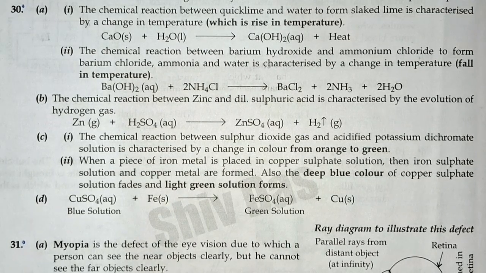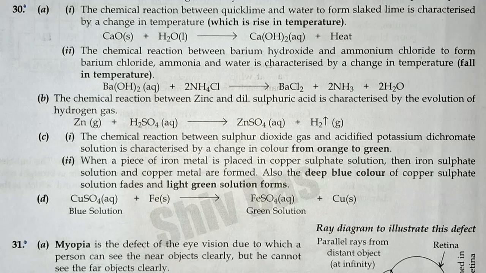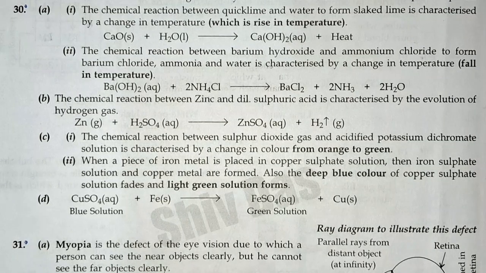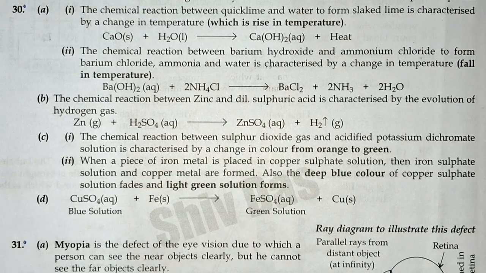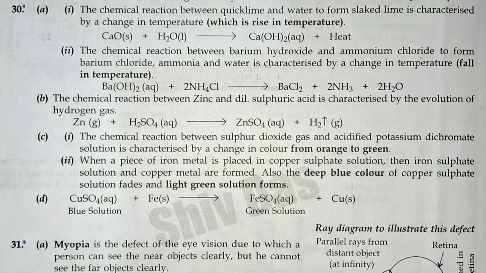Part B. The chemical reaction between zinc and dilute sulfuric acid is characterized by the evolution of hydrogen gas. Zn(s) + H2SO4(aq) gives ZnSO4(aq) plus hydrogen gas.